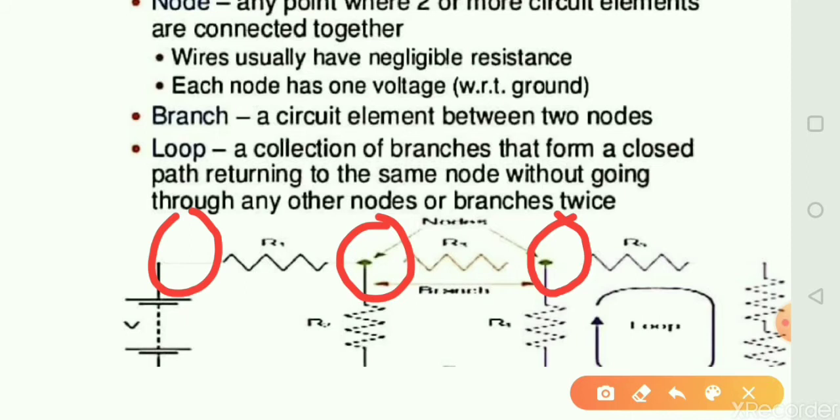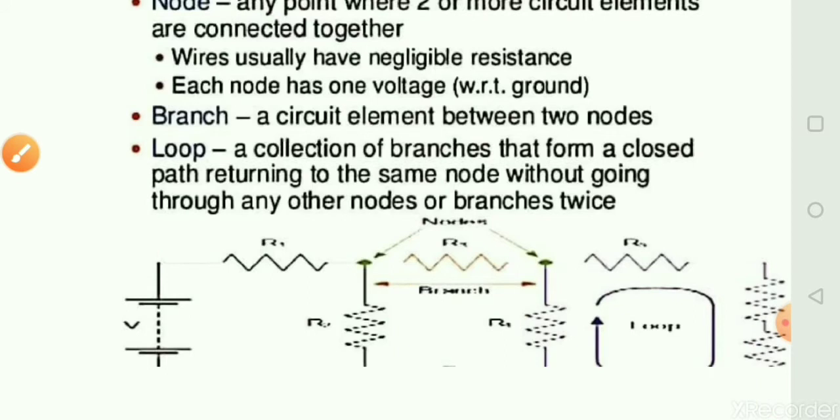And a circuit element between two nodes. This element between two nodes is called a branch. In this, a resistance is connected between two nodes. This is called a branch.